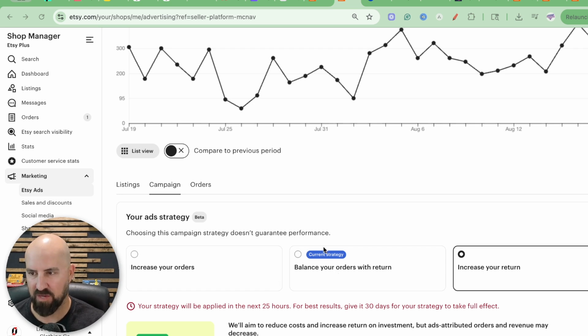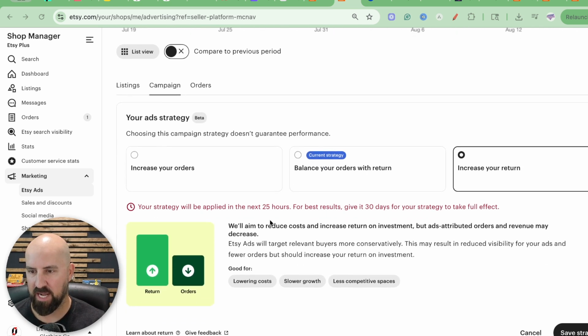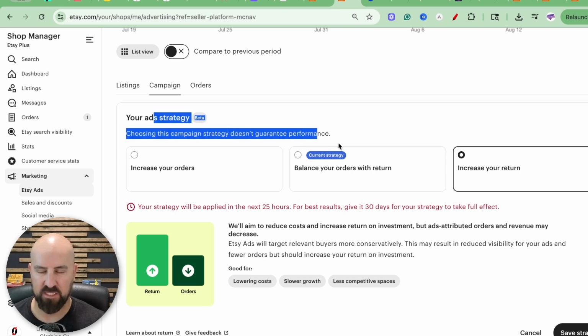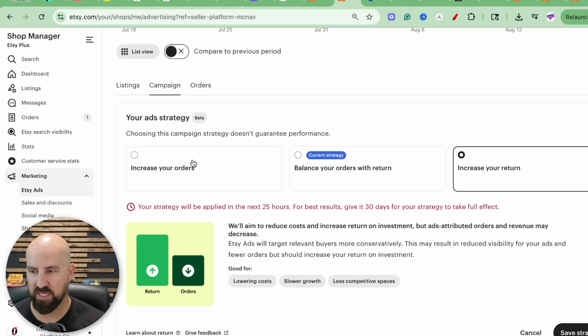But if you go into your ads dashboard, they added this Your Ads Strategy part. Now, the bad thing about this is you cannot select any of these three buckets unless you're spending $25 or more on ads. So if you spend less than that, you're basically just going to be on the balance strategy, this middle one, and that's what it automatically defaults to. So if you do spend more than $25, you have these strategies.